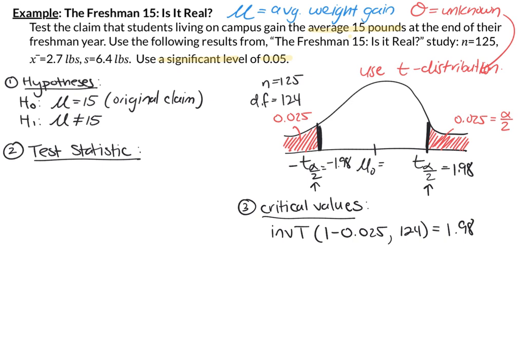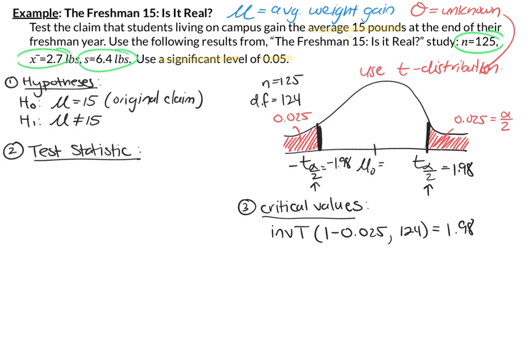Okay, now we're ready to actually calculate the test statistic and then the p-value, and then make a decision about that null hypothesis. So to calculate a test statistic, we're going to need a formula that is a formula for a t-score or a t-value. And that formula involves some sample data. So let's take a look at our sample data here. We have a sample of 125 participants with an average of 2.7 pounds and a standard deviation of 6.4 pounds.